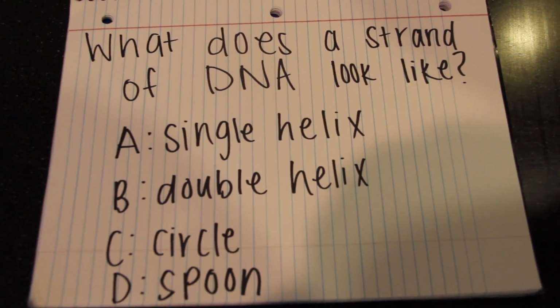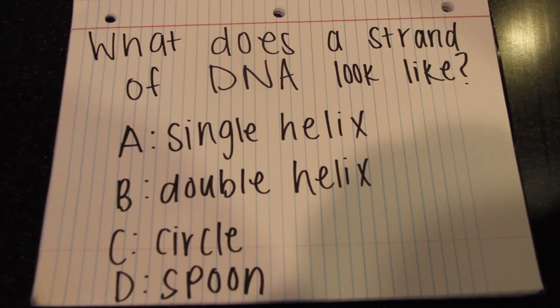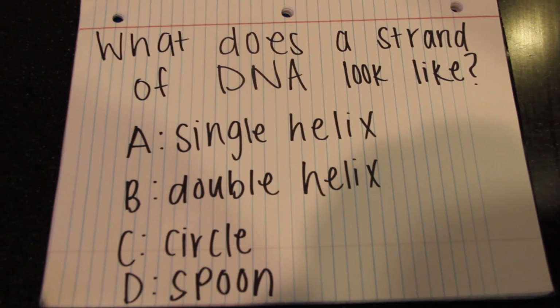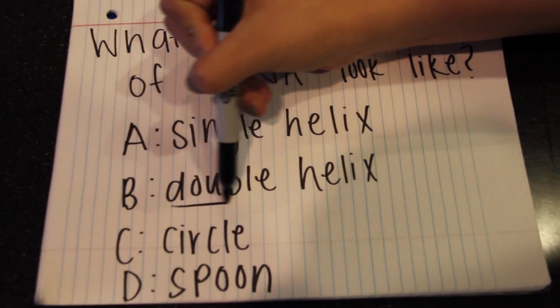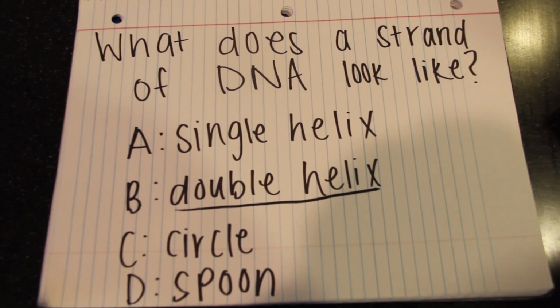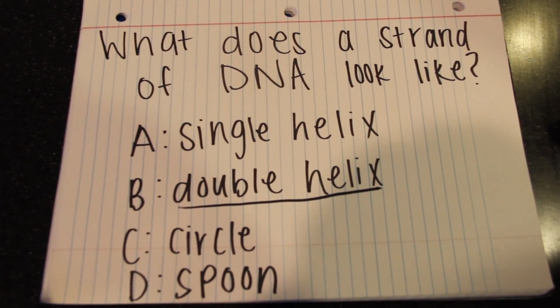Before we went to the break, we asked, what does a strand of DNA look like? If you picked B, double helix, then you are correct. Welcome back to Cold Case Cop-Out. Let us continue with the investigation.